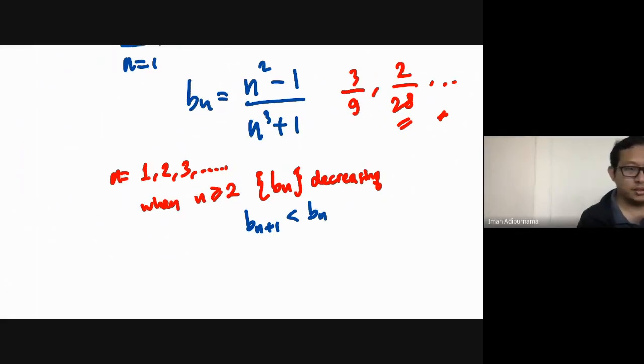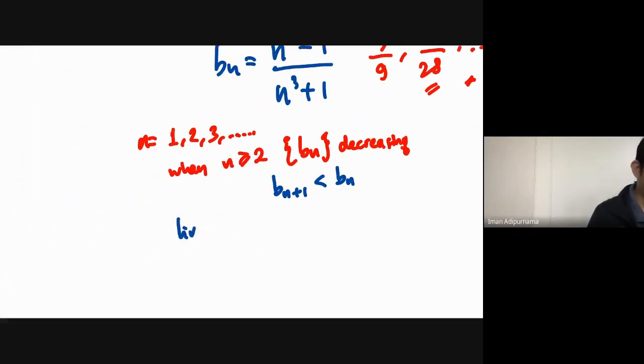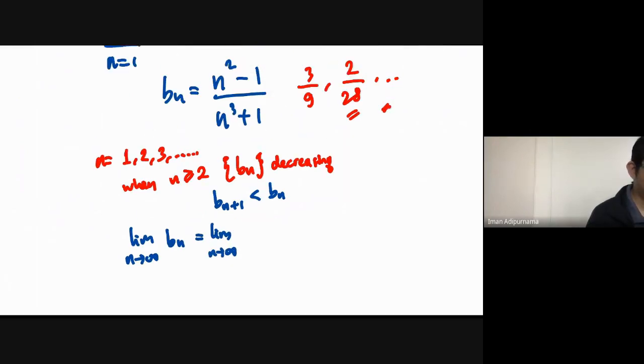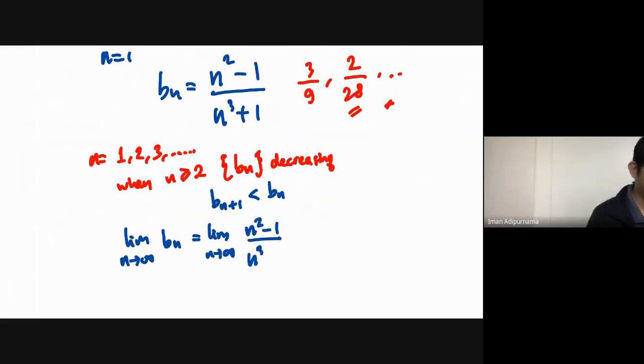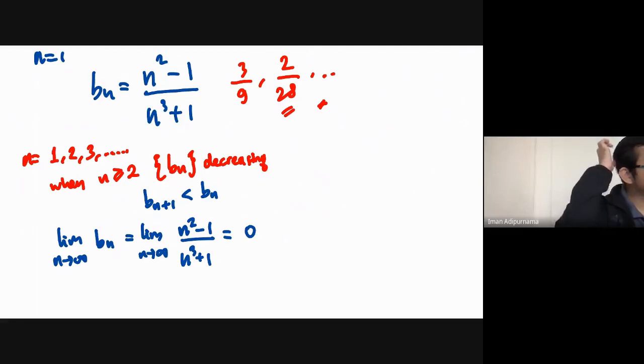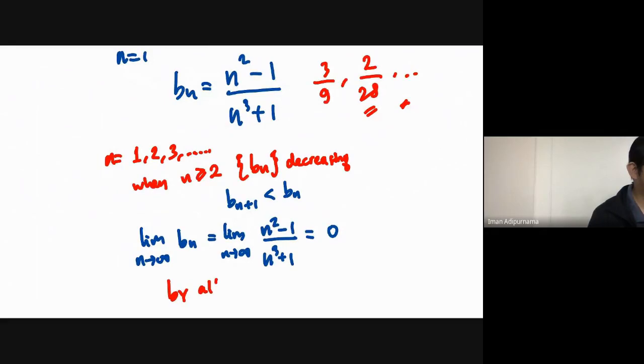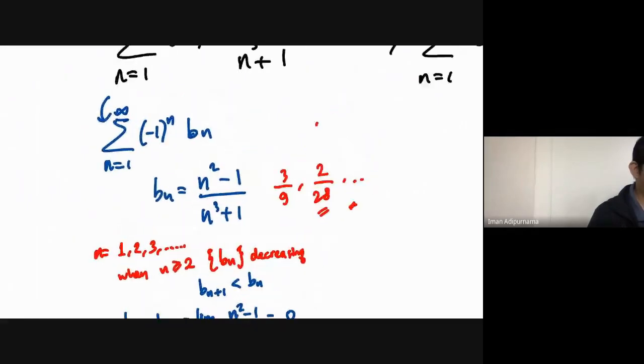And then the other part is the limit of b_n. This is 0, right? So from here, by the alternating series test, it's convergent, okay? But we are not done yet. We are not done yet.